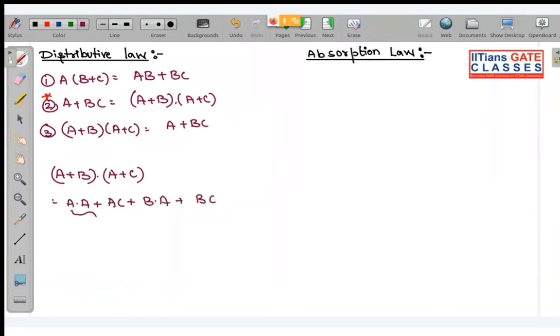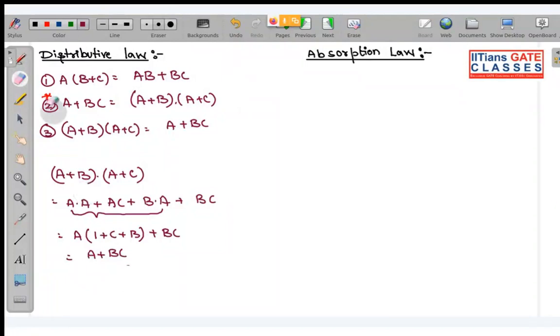Okay. So from these three, I can take A common. A dot A will be A only. So this will be A into (1 plus C plus B) plus BC. Now I have already told you 1 plus x in Boolean is equal to 1. In Boolean law, I have told you. So I can simply write it as A plus BC.